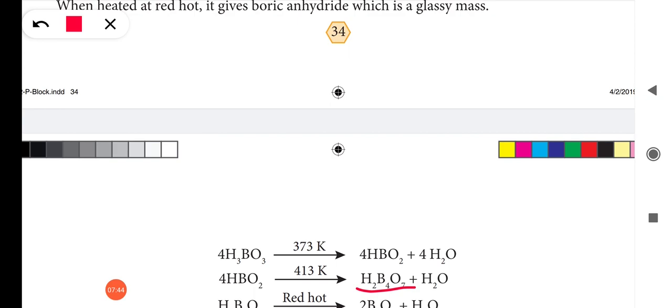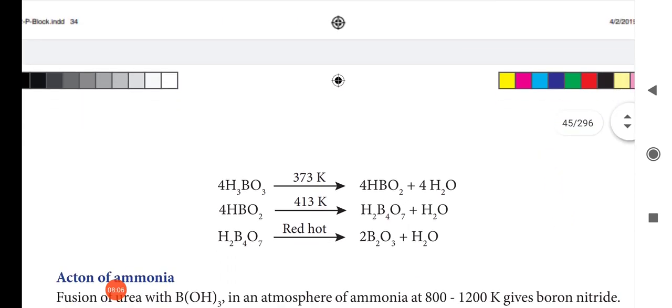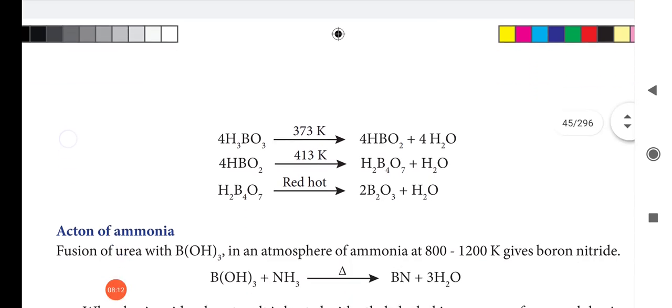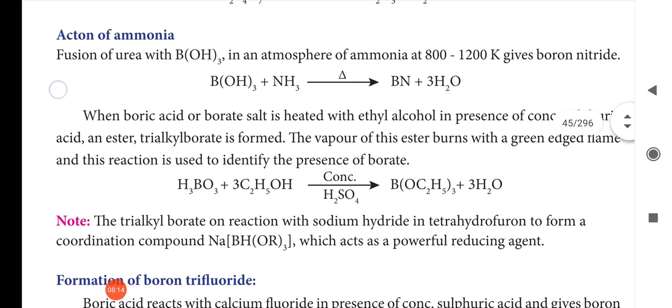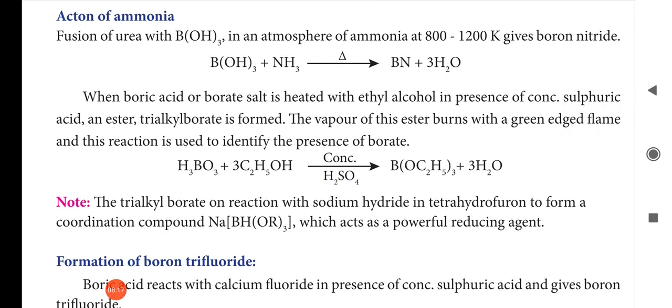And then when you heat the boric acid at red hot, even more heat, so metaboric acid at the first temperature, 373 Kelvin, tetraboric acid at 413 Kelvin. If you heat until it turns red hot, it gives boric anhydride, having the molecular formula B2O3. That's all about the heating action on boric acid. Next, action of ammonia on boric acid.